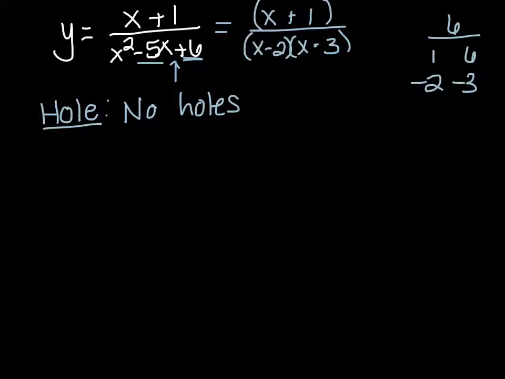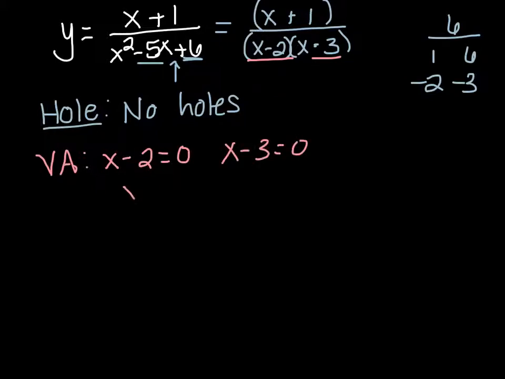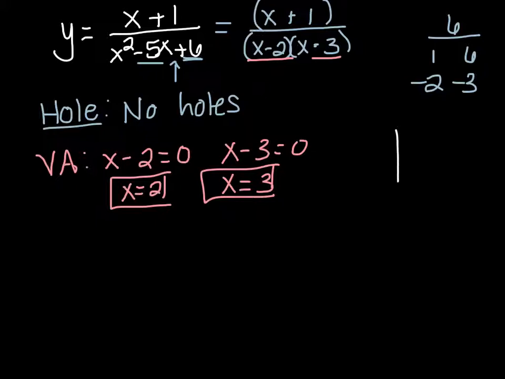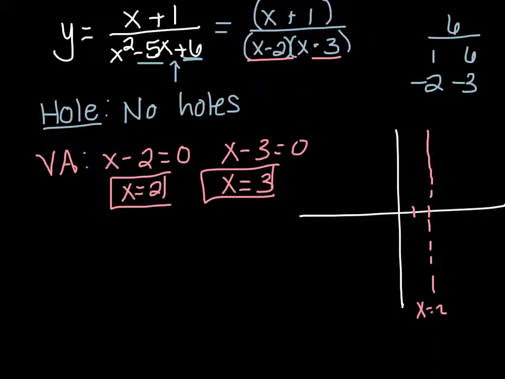The next one, vertical asymptote. Vertical asymptotes come from the factors of the bottom. So I'm going to take x minus 2 equals 0 and x minus 3 equals 0. When I solve, I get x equals 2, there's one vertical asymptote, and x equals 3, there's the second. What does that look like? When I graph at 2, I put an imaginary line and label it x equals 2. My graph is not going to touch that. And at x equals 3, I'm going to put an imaginary line through it.